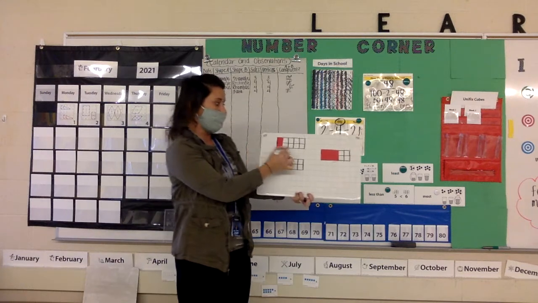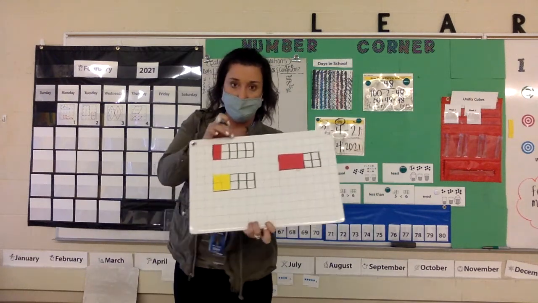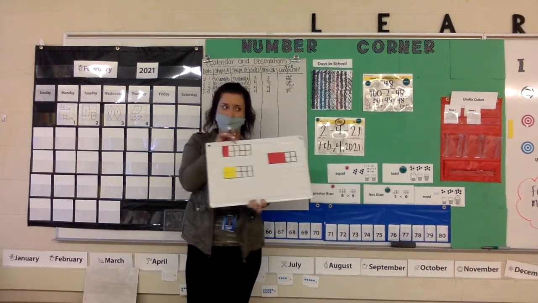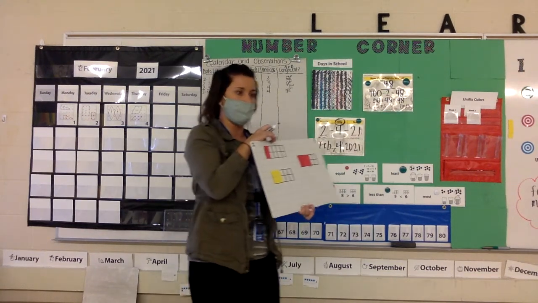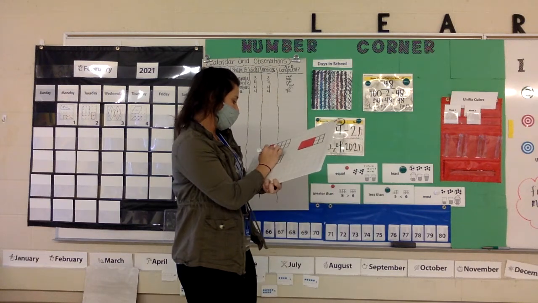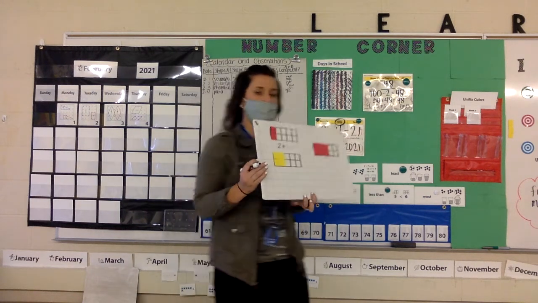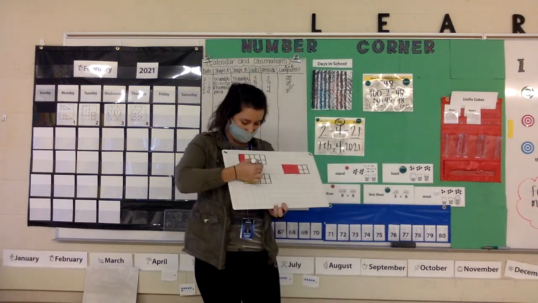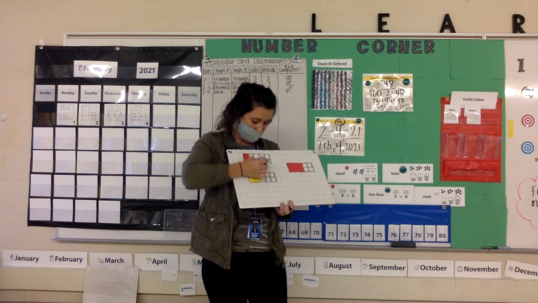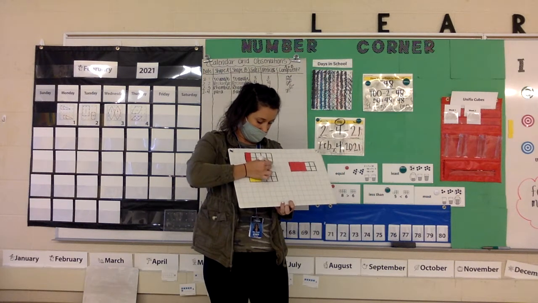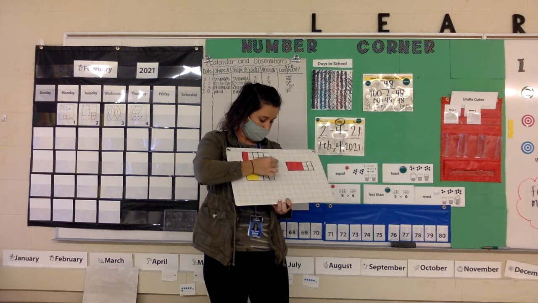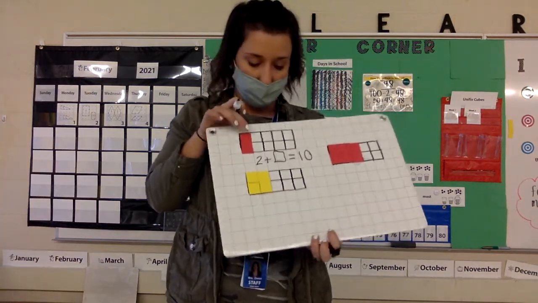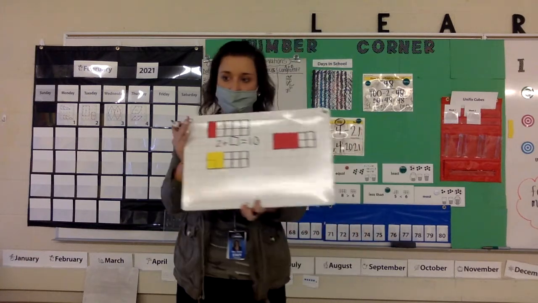I want to look at this first 10 frame right here. How many cubes, or squares, do you see in this 10 frame? Dominic? 2. So I'm going to write the number 2, and I'm going to make a math equation. I want to fill up this entire 10 chart. What is my missing number? I have 2 squares, and I want to get all the way to 10. I want to fill it up. What's missing, Adele?